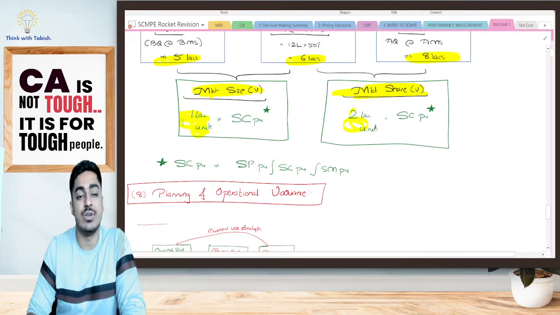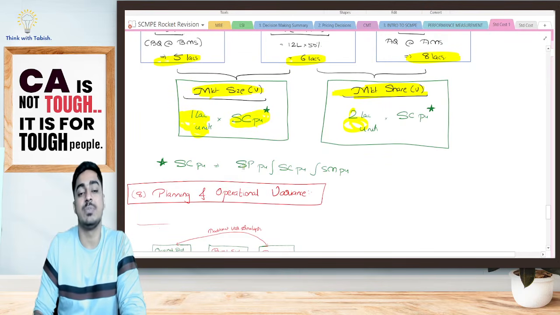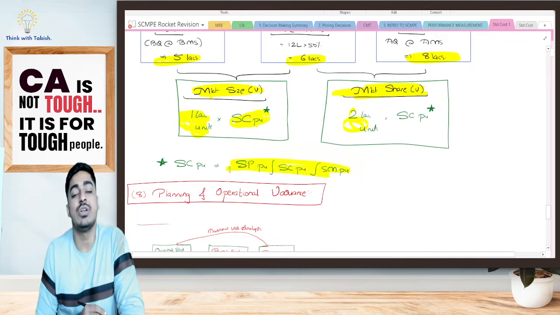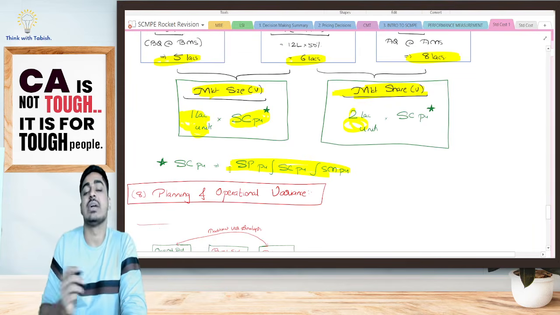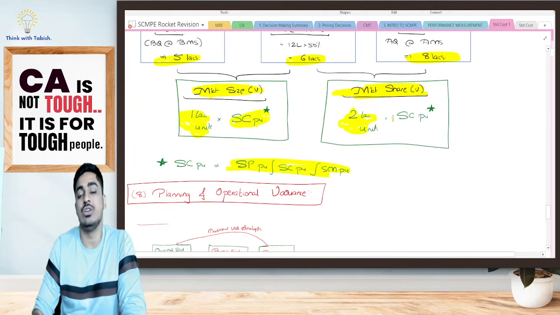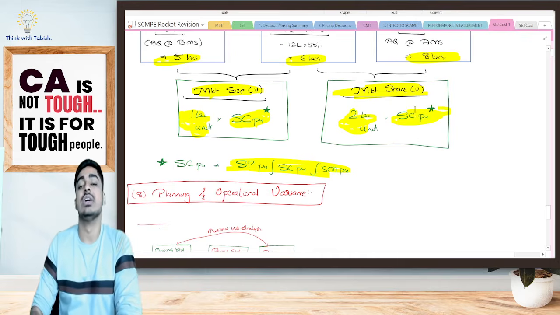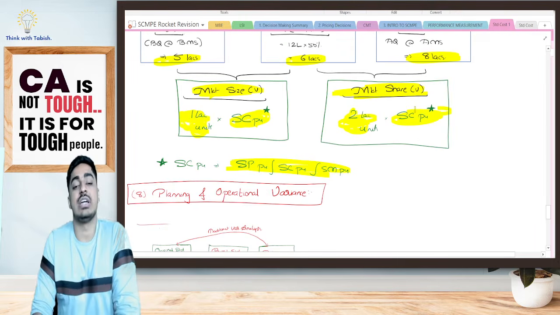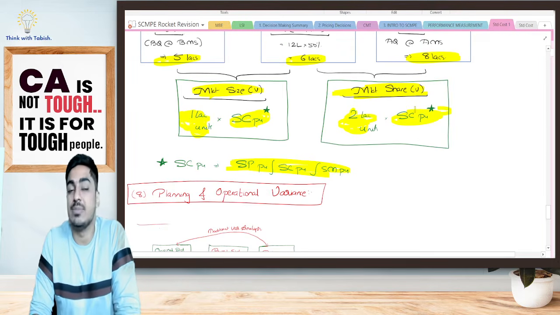So I'll be telling 1 lakh units into my standard contribution per unit, or else your standard price per unit, or else your standard margin per unit. Market share variance is 2 lakh units, converted into value, multiplied by your standard price per unit, or else your standard contribution per unit, or else your standard margin per unit.